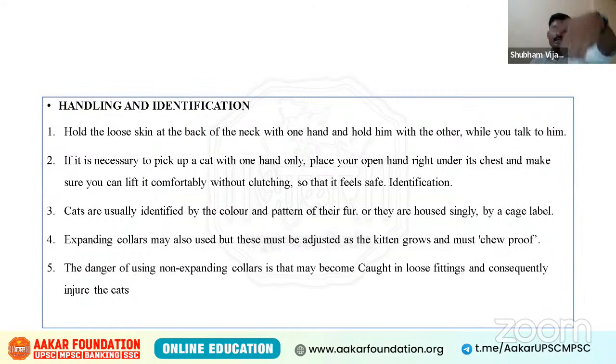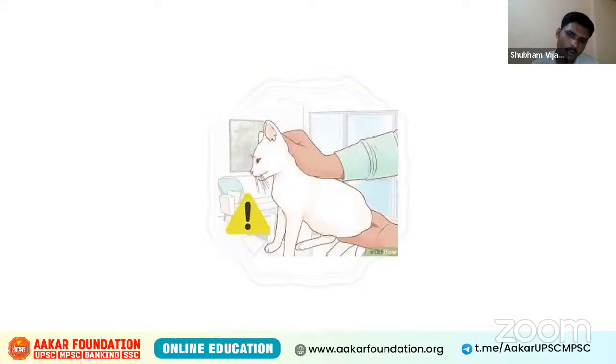Okay. Identification. Cats are usually identified by the color and pattern of their fur, or they can be housed singly or in the cages. Expanding collars may also be used, but these must be adjusted as the kitten grows and must be chew proof. Okay. Then, the danger of using non-expanding collars is that they may become caught in loose fittings and consequently they injure the cats. Then this is the typical handling of this cat.